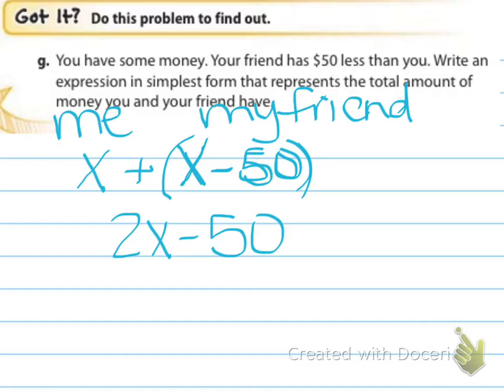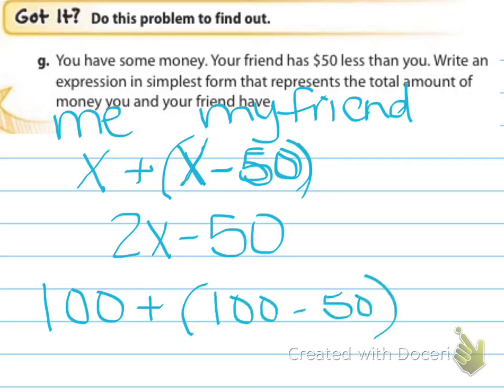All right, okay, how about this? So I'm saying that I have $100 and you have $50 less than me. Wait, are you videoing this? Yes. Oh. So I have $100 and you have $50 less than me, and I want to know the total between me and you. So I have 100, and then you have $50 less than me. So I have 100 plus you have 100 minus 50.